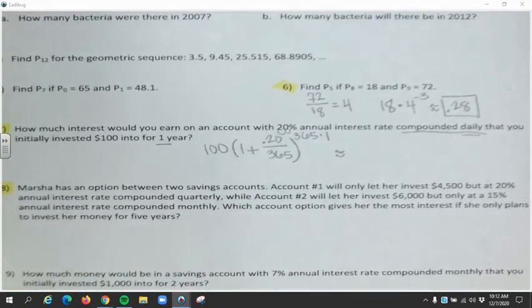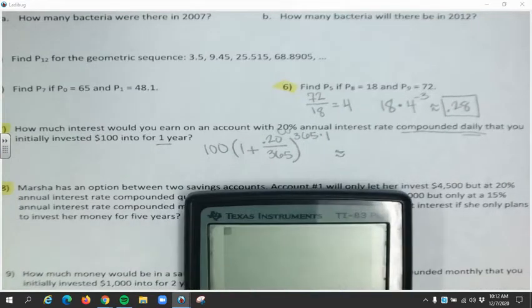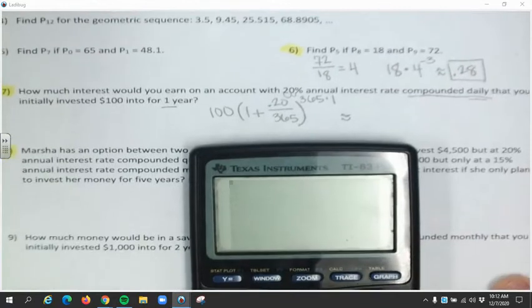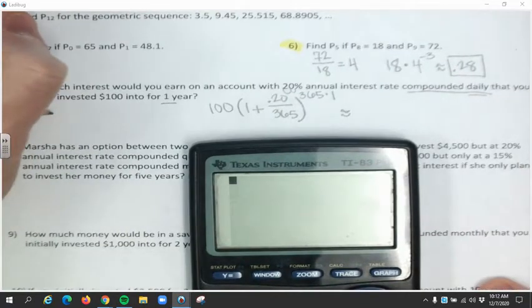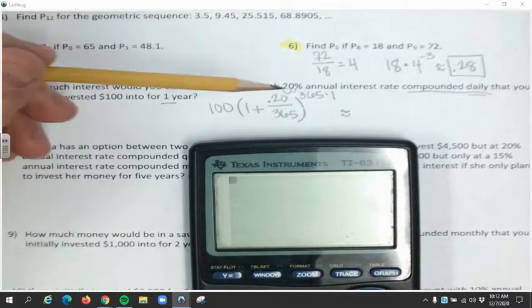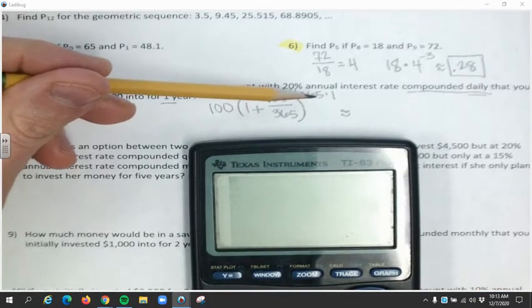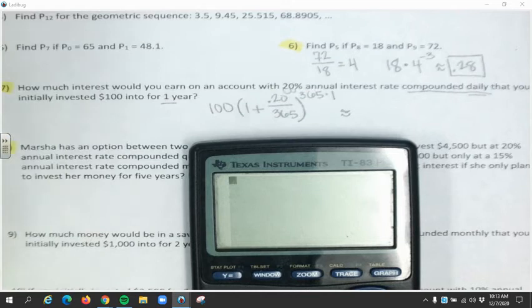Let's see what number we get. Be careful when you type it in your calculator, though, because a lot of people make the mistake of typing it all in at one time. What I first want to do, step one, like we said in our formulas, is figure out what the exponent is. 365 times 1 is just 365. So I can type the rest of this in at one time. 100 times 1 plus 0.20 divided by 365, close my parentheses, raised to the power of 365.